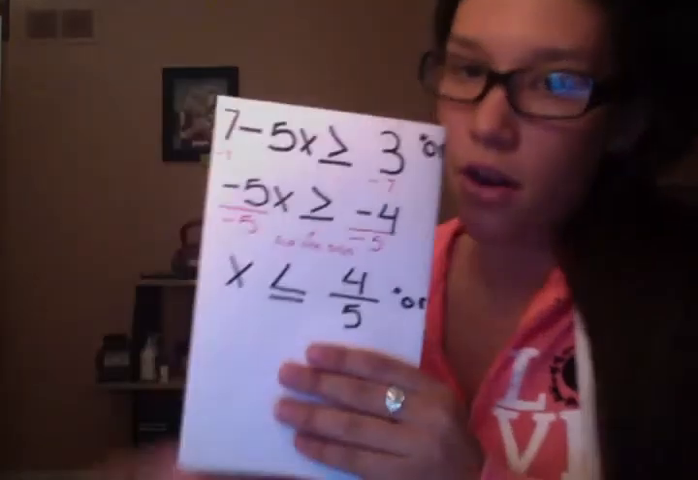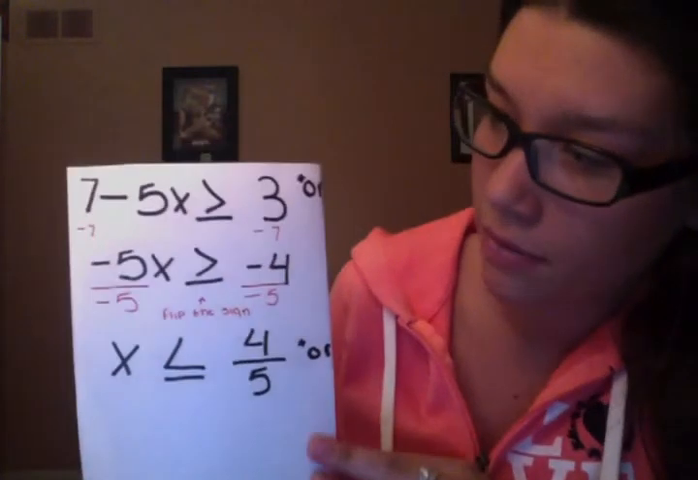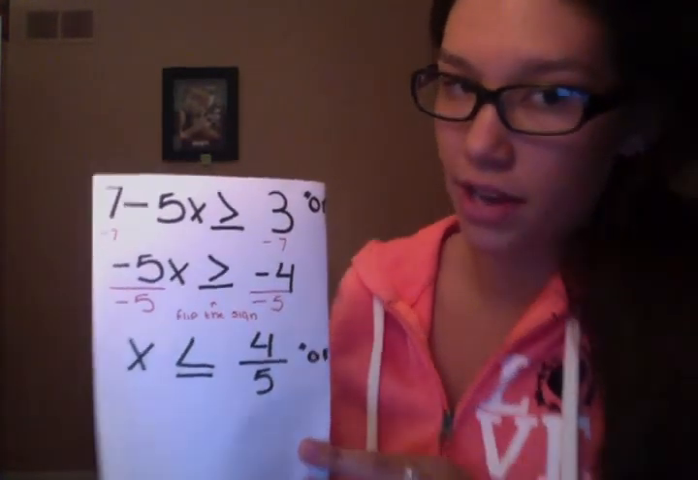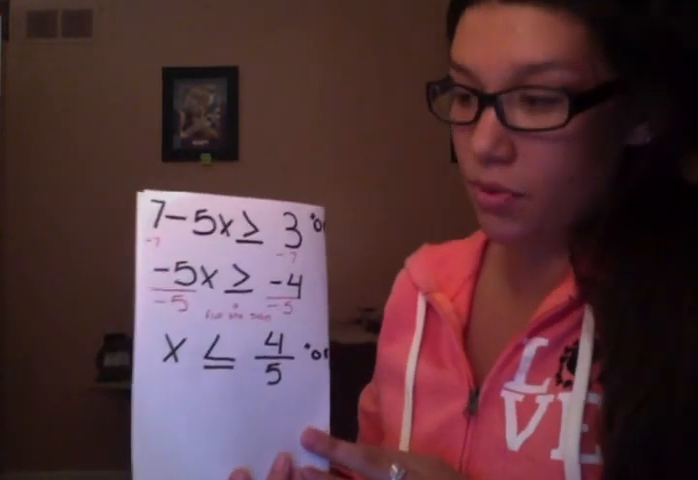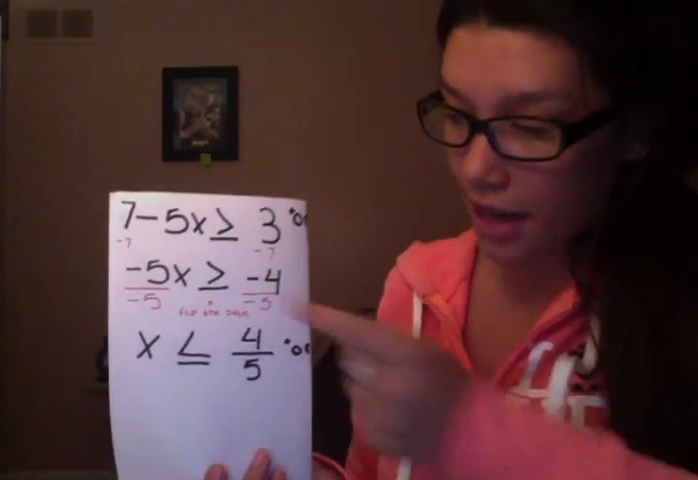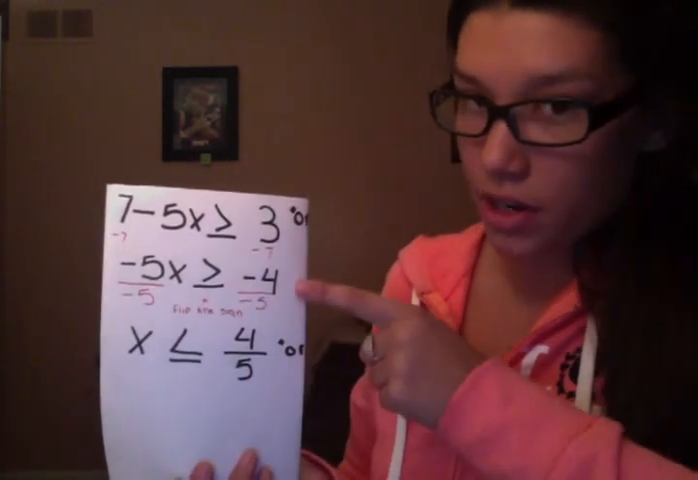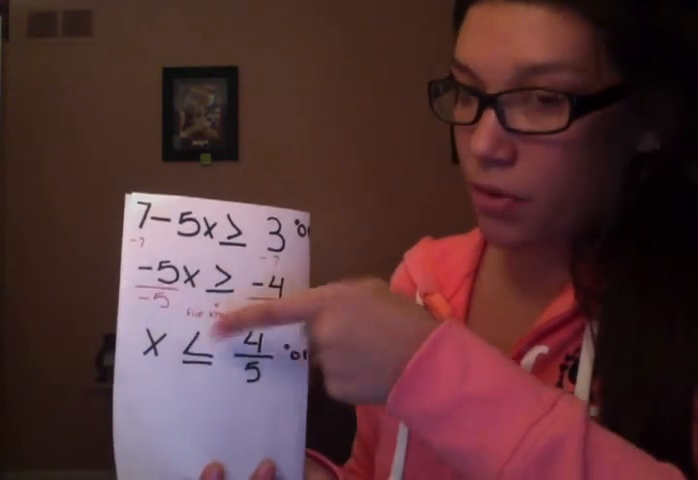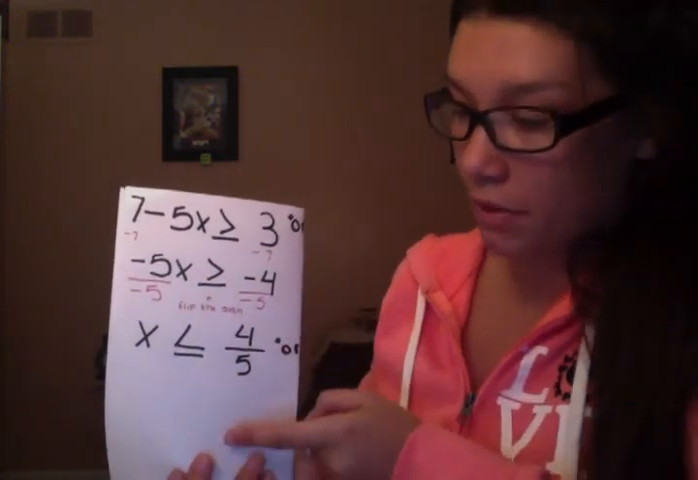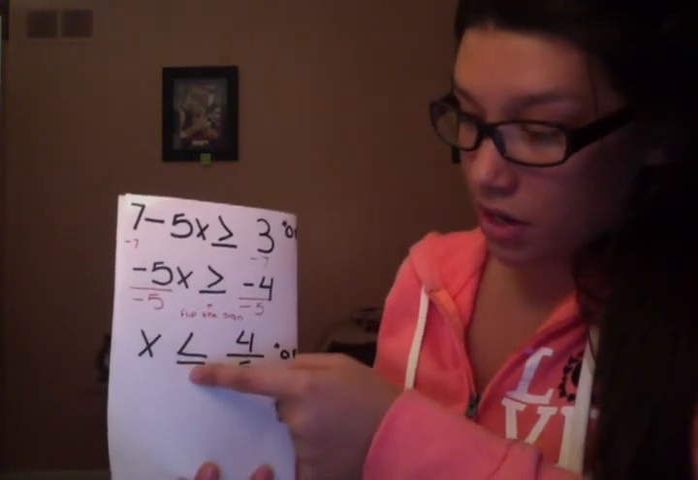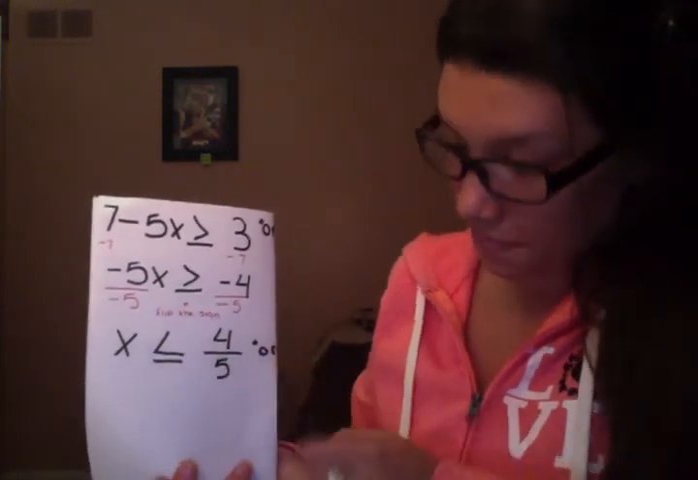So when we do that, first we do 7 minus 5x is greater than or equal to 3. Our first step is to subtract 7 from both sides because we want to get x by itself. That leaves us with negative 5x is greater than or equal to negative 4. Then we're going to divide by a negative 5, and whenever we divide or multiply by a negative, we have to flip the sign. So that leaves us with x is less than or equal to 4/5.